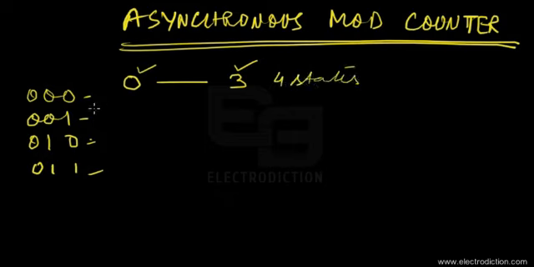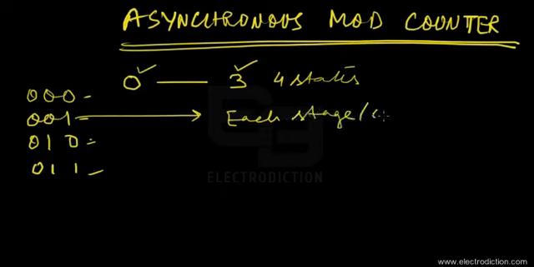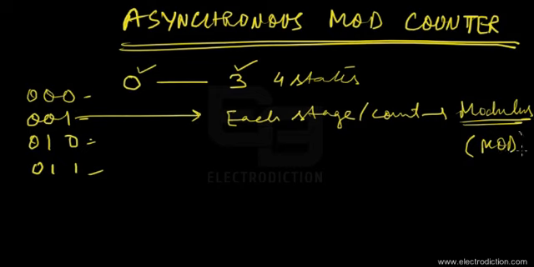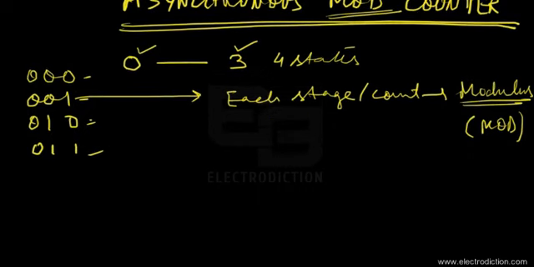Now each of these stages, or counts, is referred to as a modulus. This term modulus is expressed here in short as mod. So mod counters refers to the counters that pass through all these stages. Well, you might be wondering why I did that, because every counter should pass through these stages. No problem, I'll explain the reason.